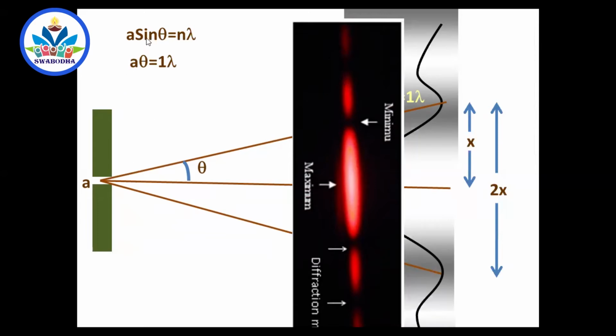When theta is very small, sin theta is almost equal to theta, so A theta equal to 1 lambda. Now, if A theta is equal to 1 lambda, theta is equal to lambda by A. So that is the angular width. This is a very important formula. Don't learn it by heart, just get it from A sin theta equal to 1 lambda. Every time you derive it, you will get this one formula printed in your brain. So theta is equal to lambda by A.